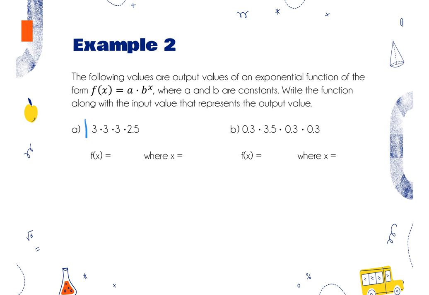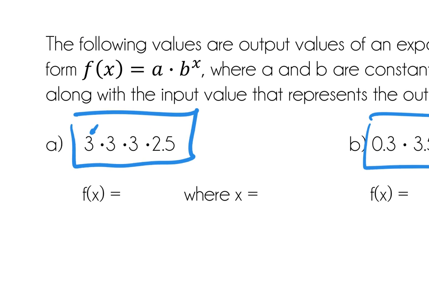So these are your output values, okay? It wants you to use those to set up a function, and then it wants you to say what would have been the input value on that function to result in this output value. So notice there's something that repeats and there's something that doesn't repeat, right? What would repeat, the A or the B? The B, right? The B is the one that's going to be raised to a power, which means it's going to repeat. So in A, your B is 3.